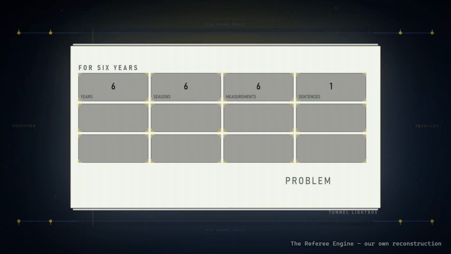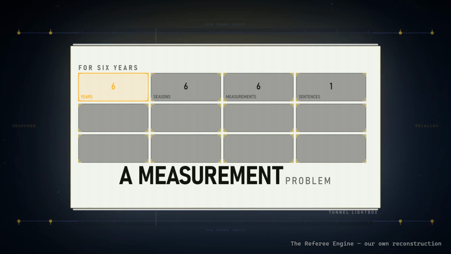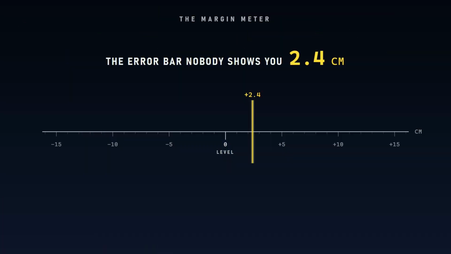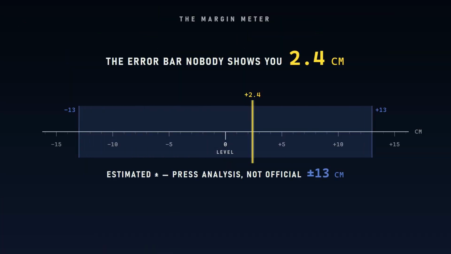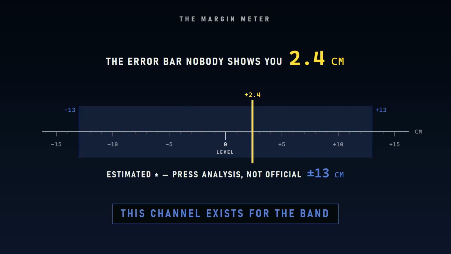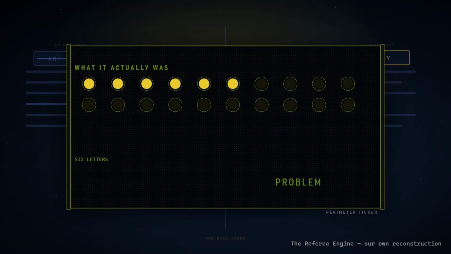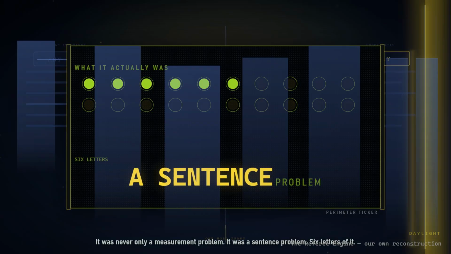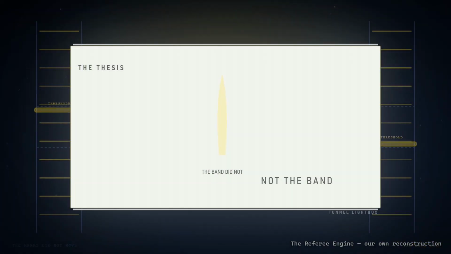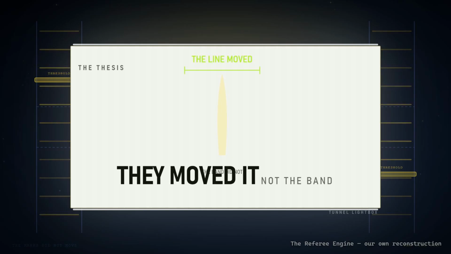For 6 years, that call was a measurement problem. This channel exists because measurement problems have error bars nobody shows you. It was never only a measurement problem. It was a sentence problem. 6 letters of it. They did not shrink the error bar. They moved the line away from it.